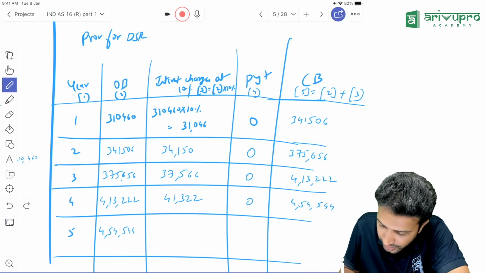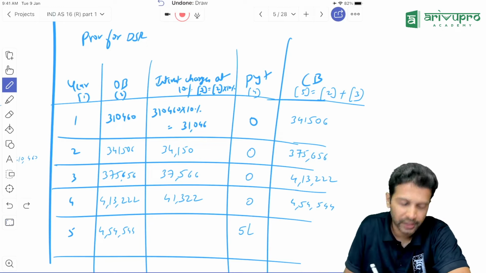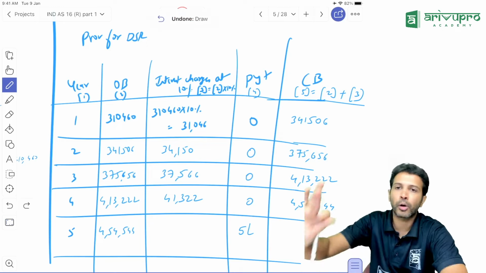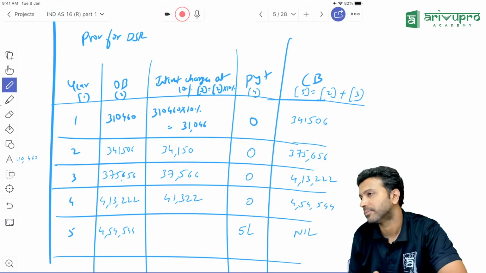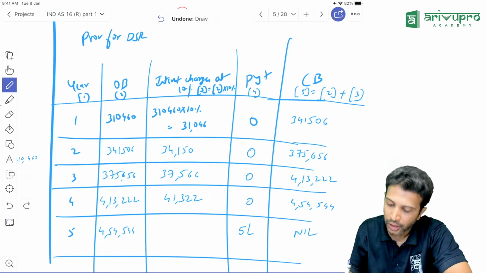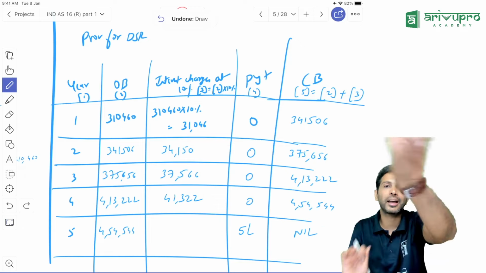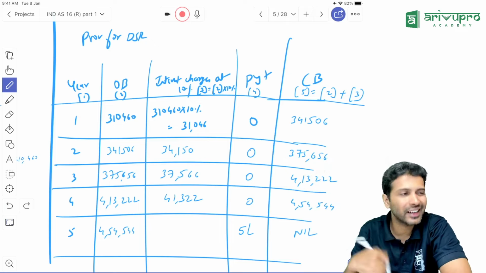Fifth year, how much payment do you need to make? Once you have settled, should you have the provision or is the provision gone? That means the closing balance should become how much? So fifth year, this is the payment. After you make the payment, the provision for DSR balance should become 0. So last year, don't calculate the interest. Get interest as the balancing figure.